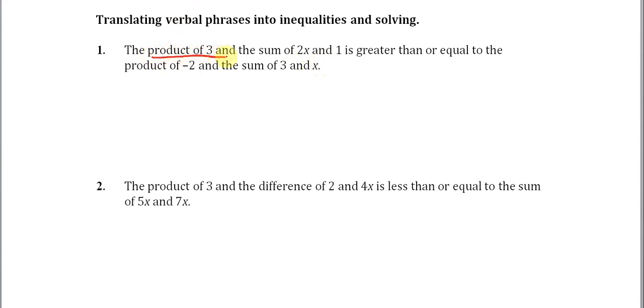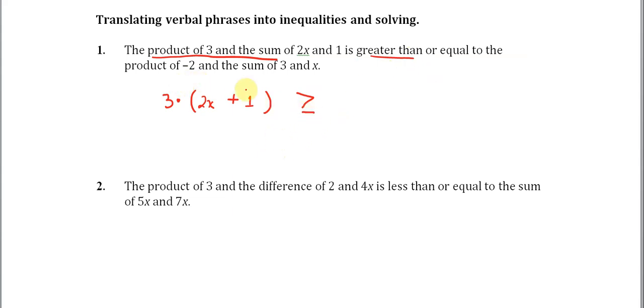Product of 3 and the sum. Okay, so product means to multiply. So it means 3 times something. In this case, times a sum. Okay, sum means to add. The sum of what? The sum of 2x and 1. Okay, is greater than. So it's greater than or equal to.